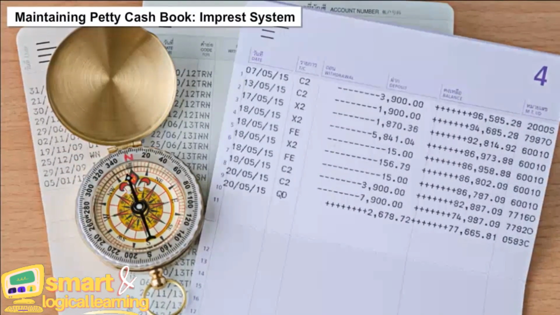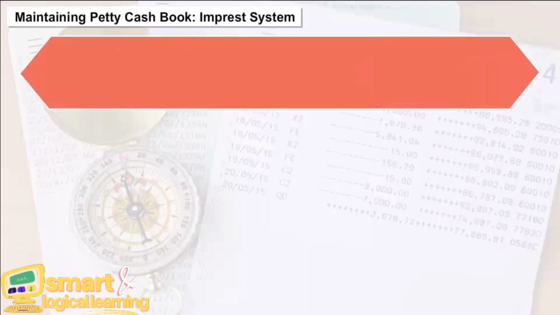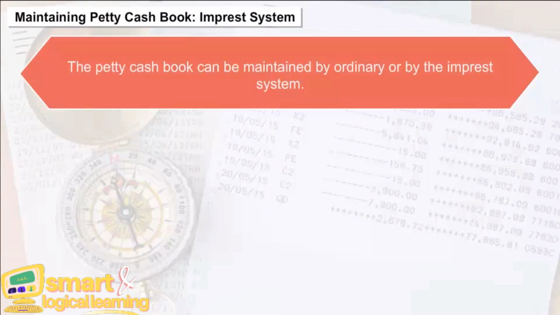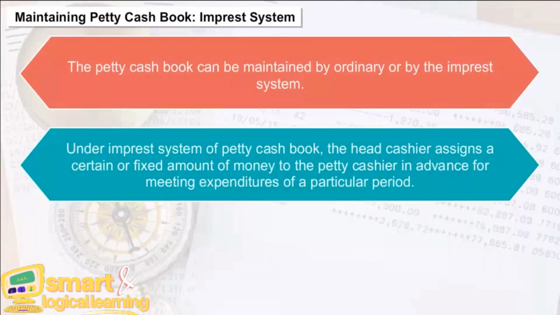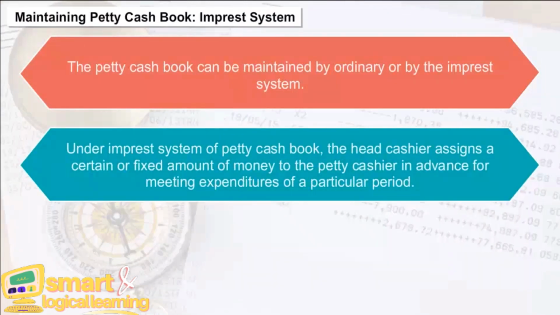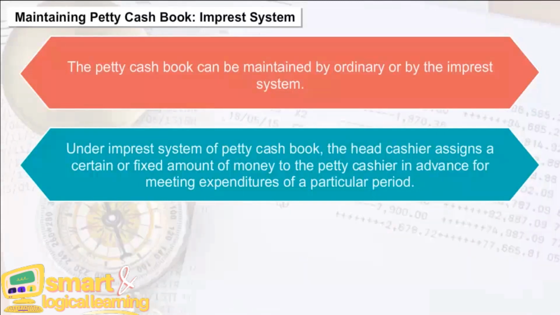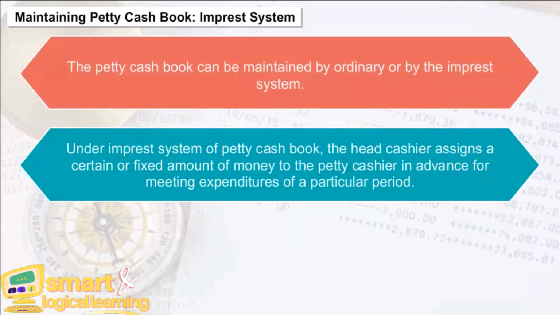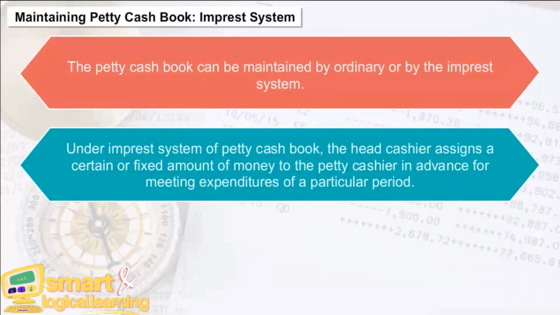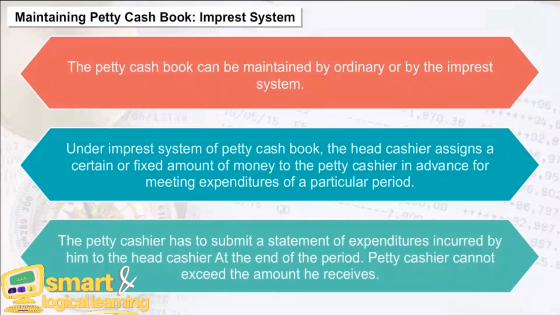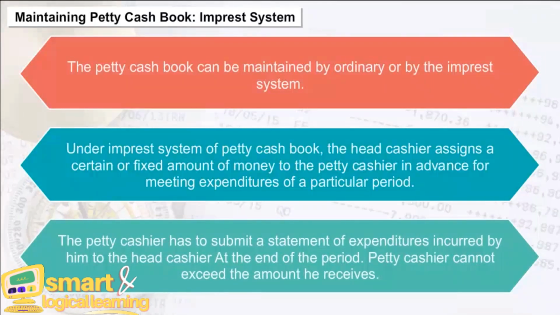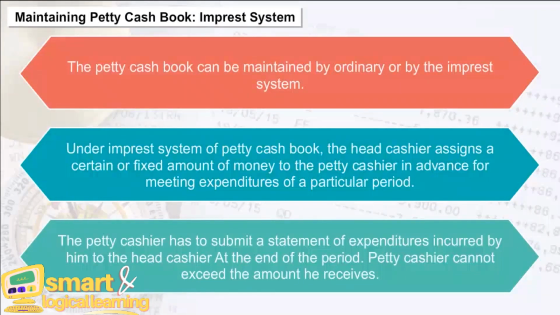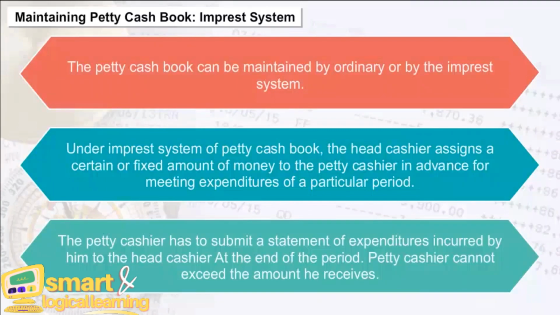Maintaining petty cash book. Imprest system. The petty cash book can be maintained by the ordinary or by the imprest system. Under the imprest system of petty cash book, the head cashier assigns a certain fixed amount of money to the petty cashier in advance for meeting expenditures of a particular period. The petty cashier has to submit a statement of expenditures incurred by him to the head cashier at the end of the period. The petty cashier cannot exceed the amount he receives.